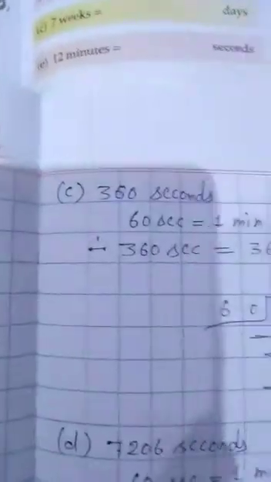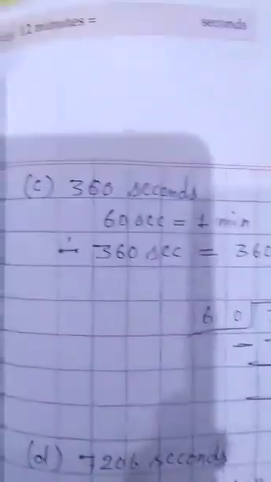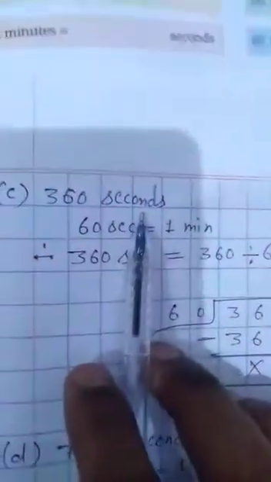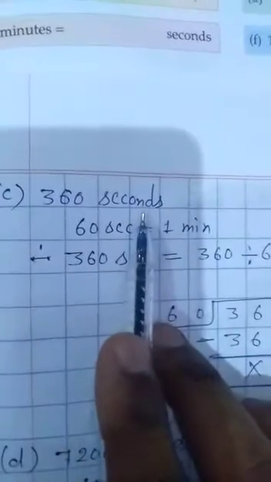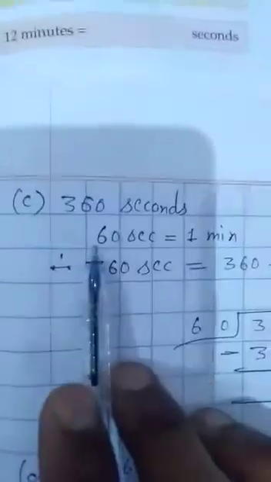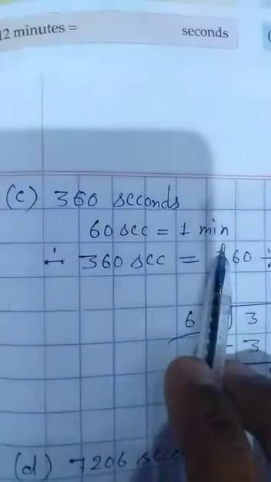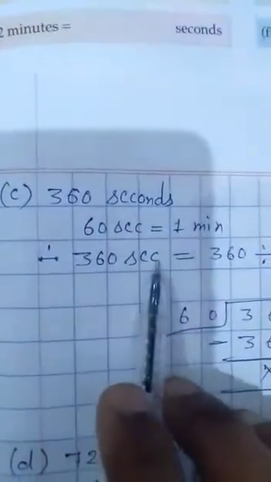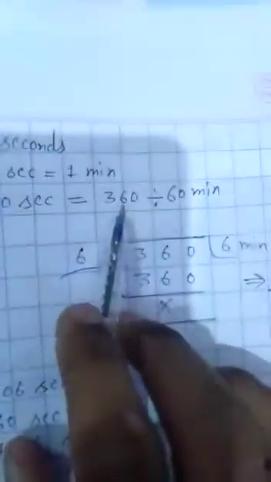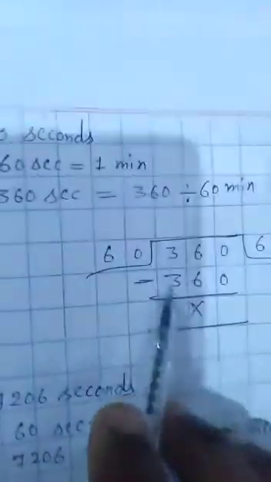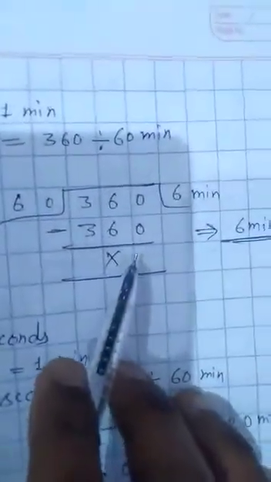Now we will move to question number C. Question C of question 7 is 360 seconds. We will convert into minutes and seconds. So we know very well 60 seconds equals 1 minute. So 360 seconds equals 360 divided by 60 minutes. When we divide 360 by 60, it will be 6 minutes only. So the answer will be 6 minutes.